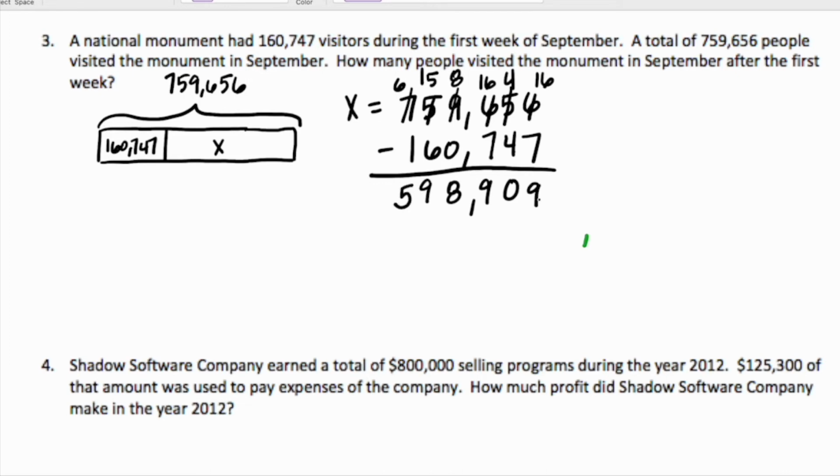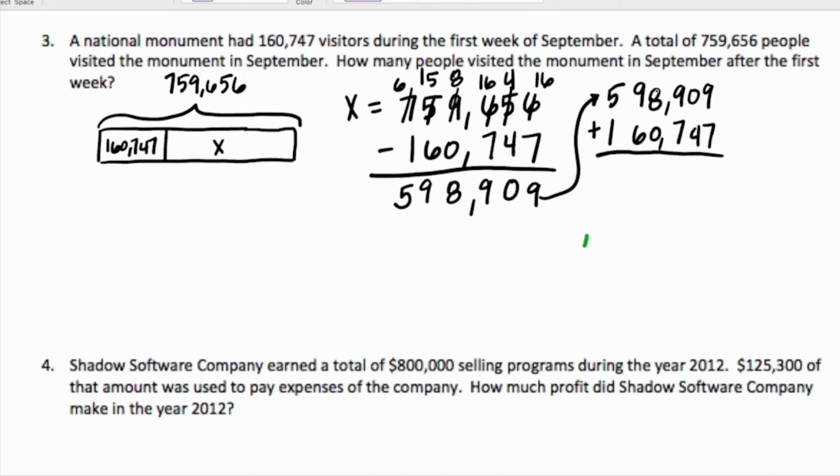and 5. I can check this by taking the difference I got, adding it to the part that I already knew, and it should give me that total of $759,656. So my answer is correct.